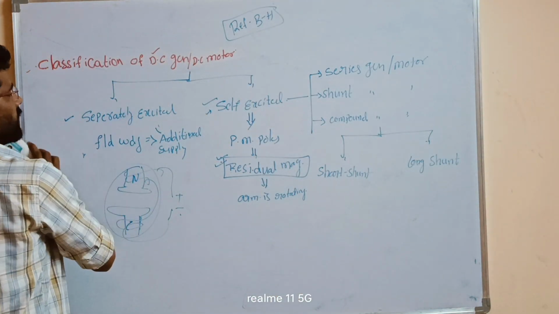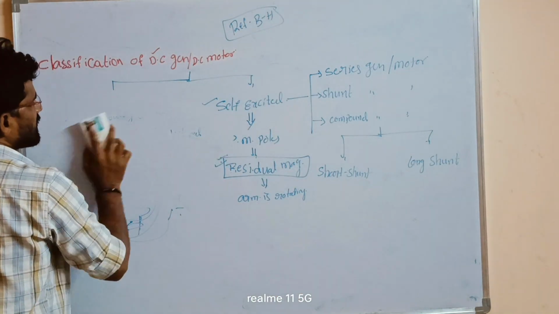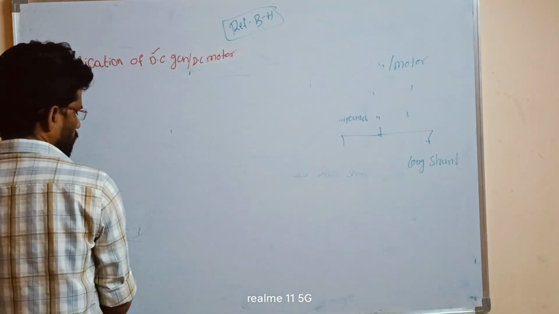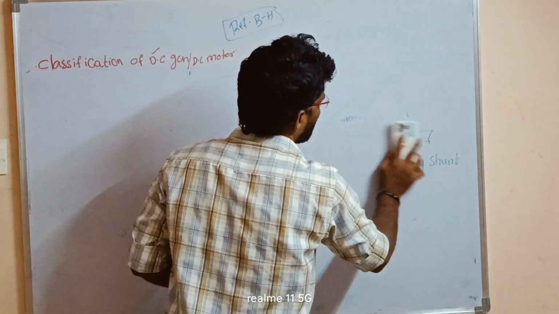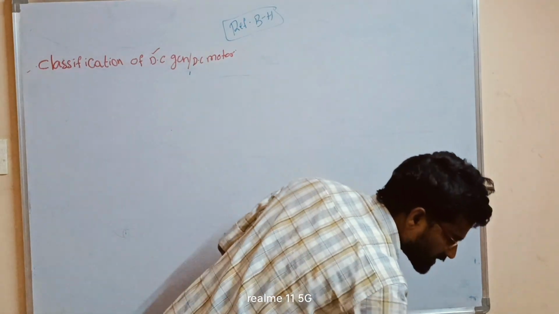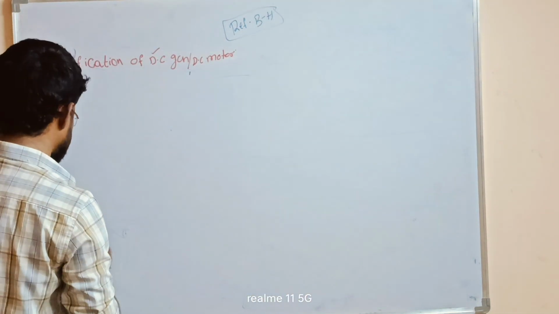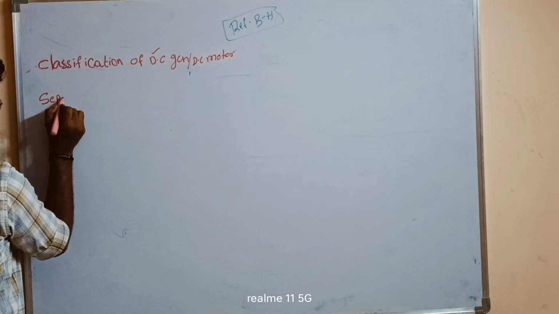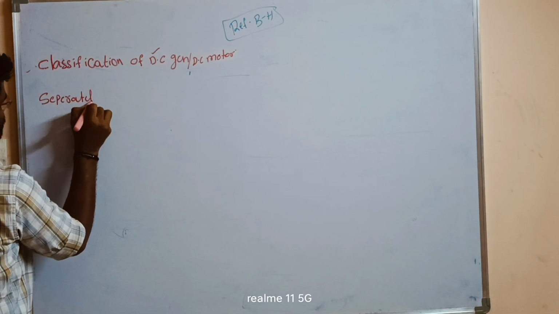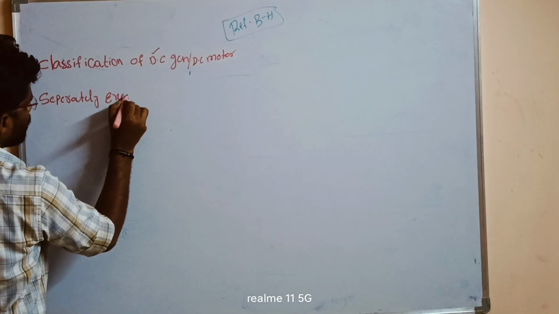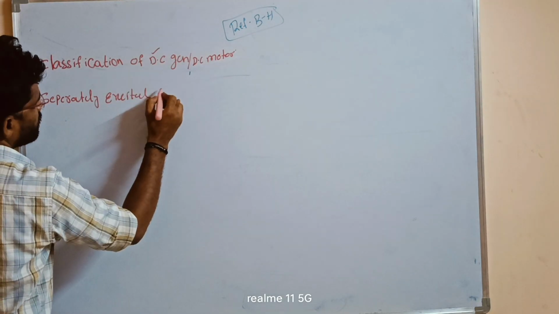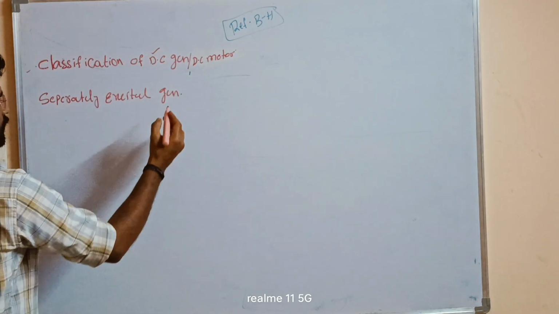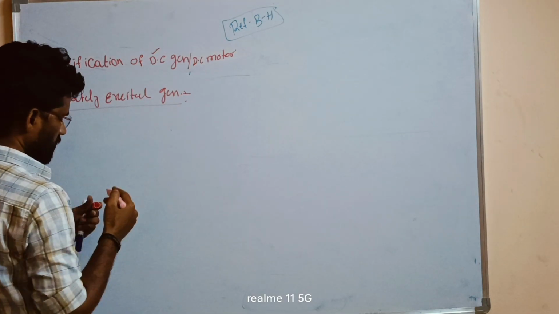In parallel, the DC motor. Now first we discuss the separately excited generator or motor. In parallel we discuss the motor also. So first we discuss the separately excited generator, and then after we discuss the motor also.